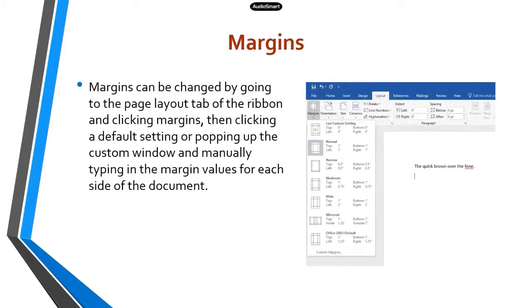Margins are the white space around the text in the document. If you go to the Layout section of the ribbon, you will see margins as a selection. You can either click a default setting or enter your own custom margin. The most common is 1 inch at the top, left, bottom, and right.